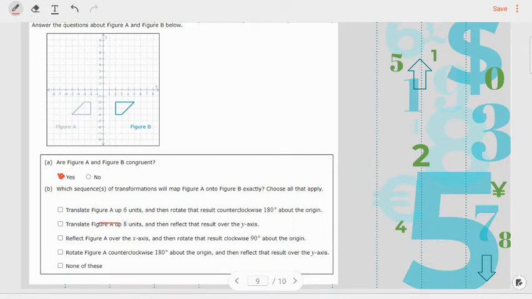So first option says translate up 6 units and then rotate 180 degrees counterclockwise. So if I move up 6 units, 1, 2, 3, 4, 5, 6, my shape looks like this. And then rotate 180 counterclockwise, is it going to end up in the right quadrant? Yes.